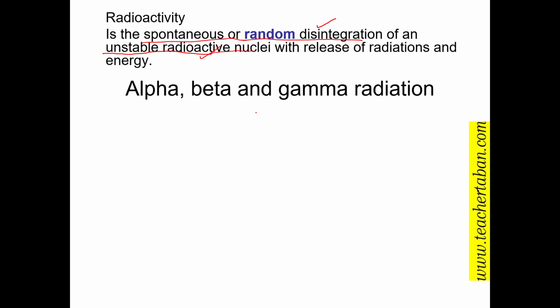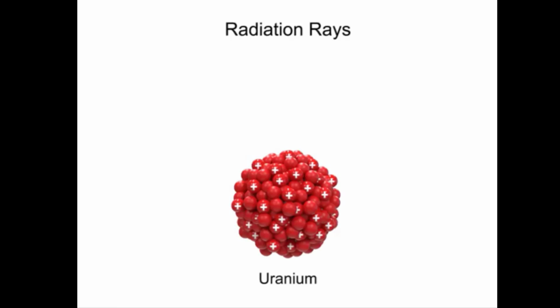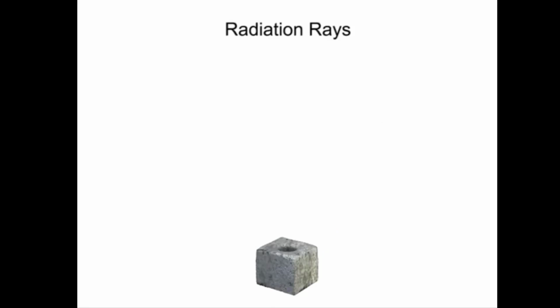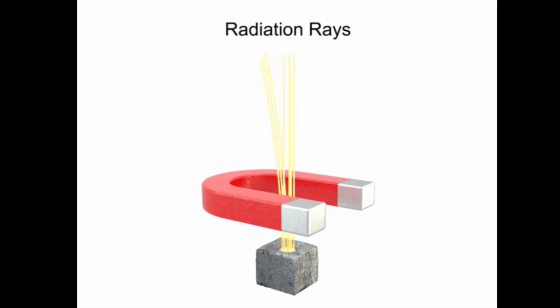Let's watch this video about these three. The nucleus of radioactive material emits three different types of radiation rays, called alpha, beta, and gamma. Due to the distinct electrical charge characteristics of the alpha, beta, and gamma rays, they can be separated by directing a beam from a radioactive source through a magnetic field.